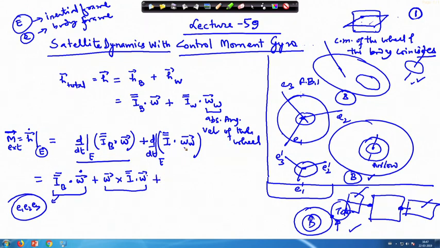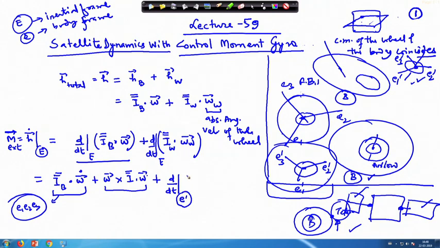And the same way we can write for this part also. Now, but here there is a difference. Here we have written with respect to the E frame. In this case we have to write it with respect to the E prime frame, because the E prime frame is embedded in this. Okay. Here is your E1 prime, E2 prime and E3 prime. So, it is embedded in the wheel itself. Okay. So, it is rotating along with the wheel.